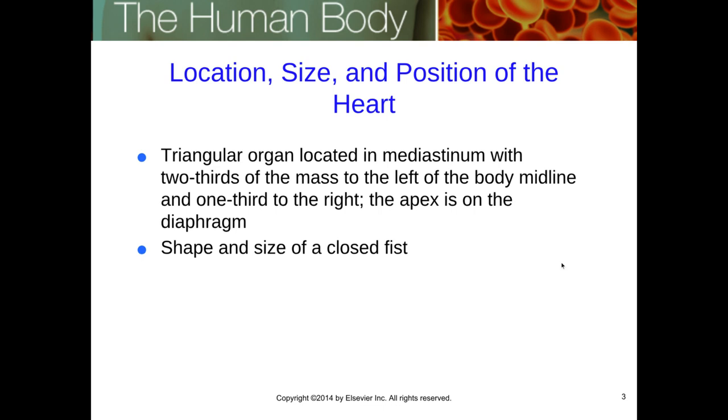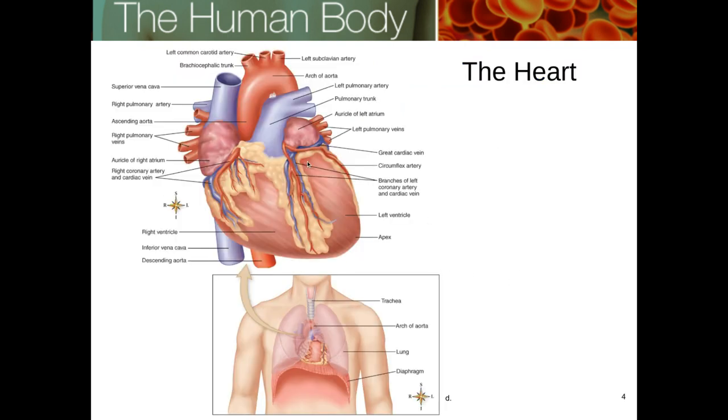Okay. So, the heart is a triangular organ located in the mediastinum, or almost in the middle of the chest. Two-thirds of the mass of the heart is on the left side of the body midline and one-third to the right. The apex, the pointy part, is sitting on the diaphragm. Shape and size of a closed fist. Let's take a look. Oh, there we are. There's our heart. Kind of triangle-y, I guess. Not really. But anyway, you can see the apex is this bottom part. It is sitting down here on the diaphragm.